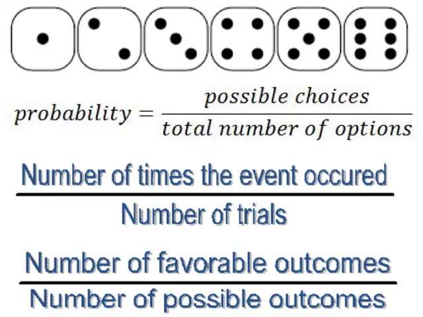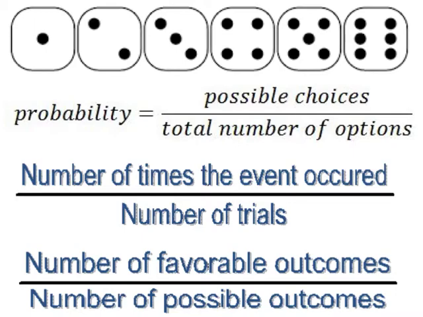Alright, so probability, the definition of probability is possible choices divided by the total number of options, or number of times the event occurred divided by the number of trials, or finally the number of favorable outcomes to the number of possible outcomes. You can see that as a ratio. On a single die, you have 6 sides, and there are 6 numbers, 1 through 6.